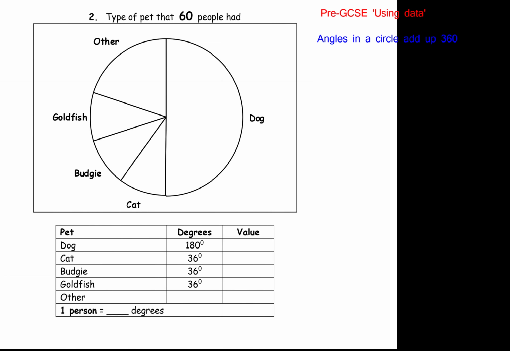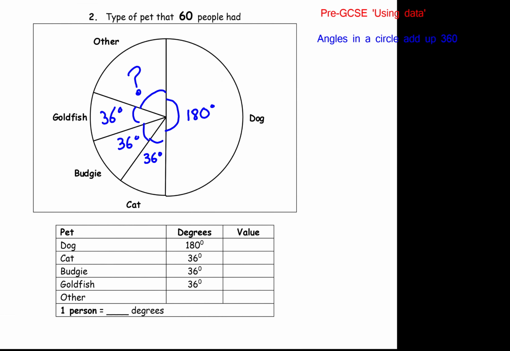Okay, so this is your question, exactly the same as what you've done. This time we're talking about the type of pet. There's 60 pets, and this time it's giving you degrees. You have to find out what these degrees represent of our 60 pets. So you write it down here, and also this one here, other, is blank. And also you have to find out what one person in degrees is worth. So pause the video, have a go, and then we go through the answers.